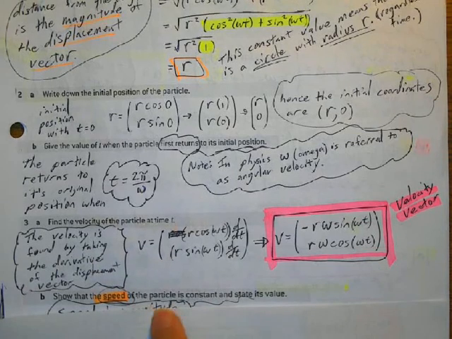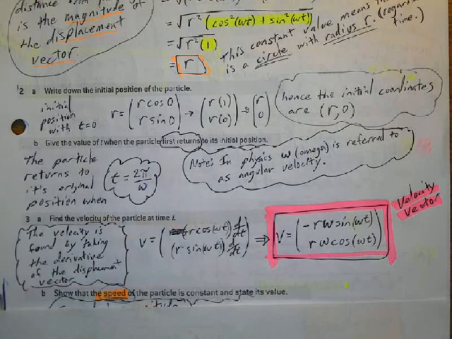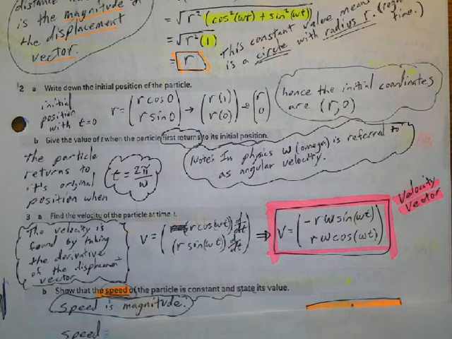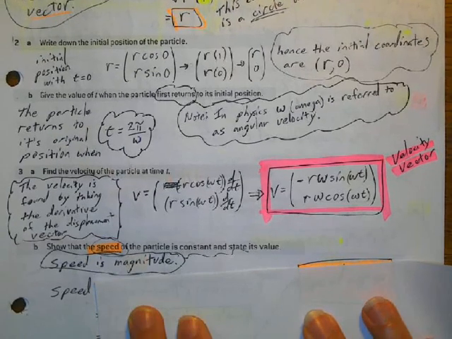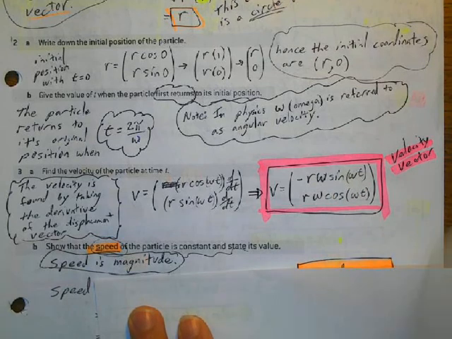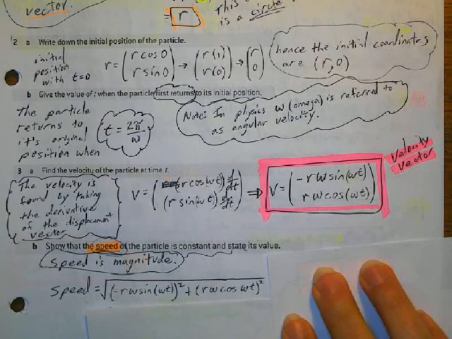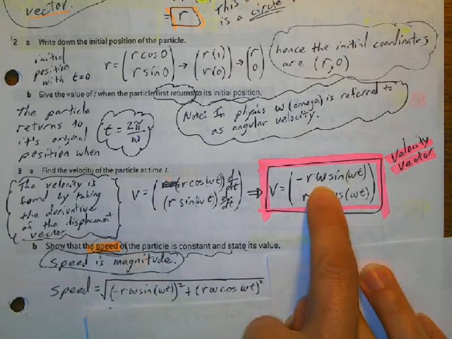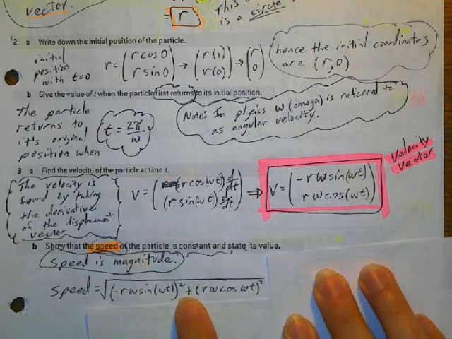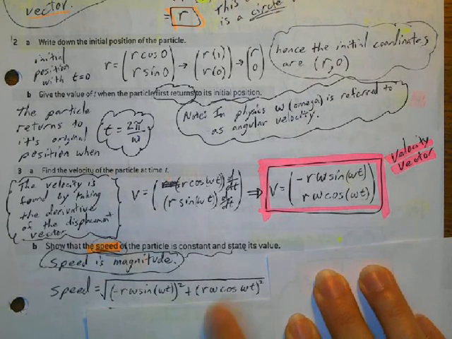Show that the speed of the particle is constant and state its value. Well, speed is the magnitude of the velocity, so I need to figure out the magnitude of my velocity. To do that, I take the square root of (negative r omega sine omega t) squared plus (r omega cosine omega t) squared.